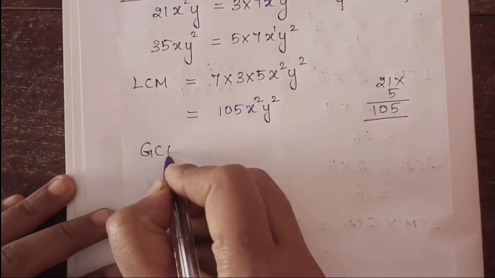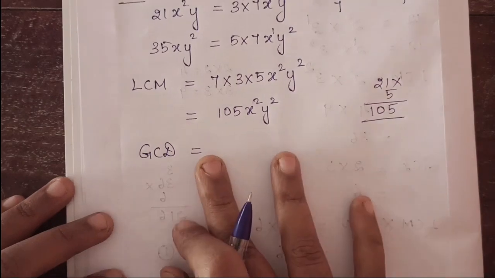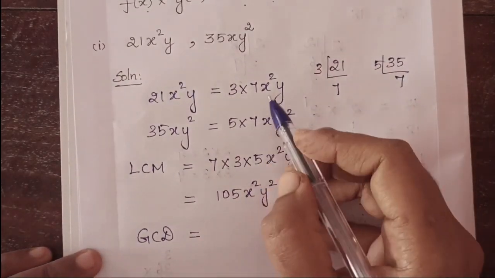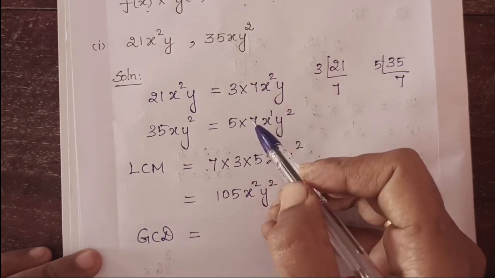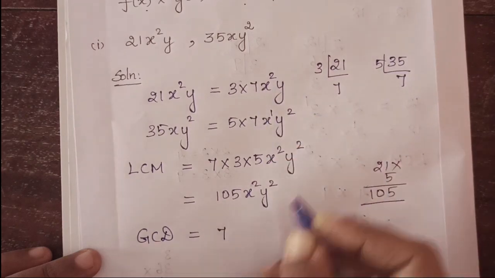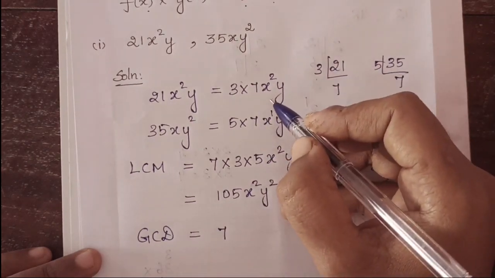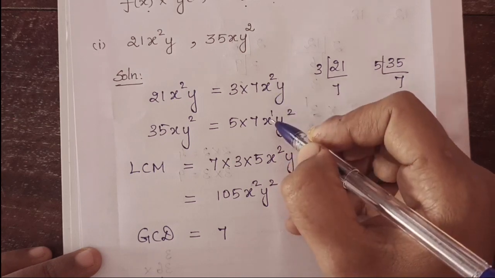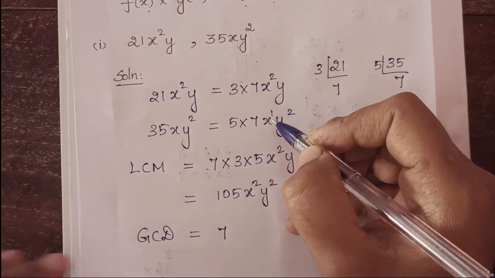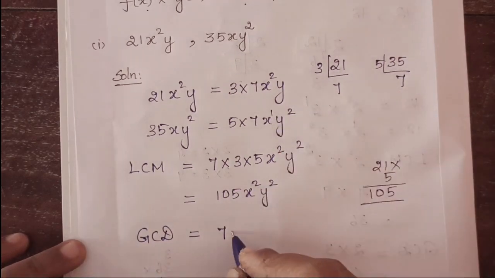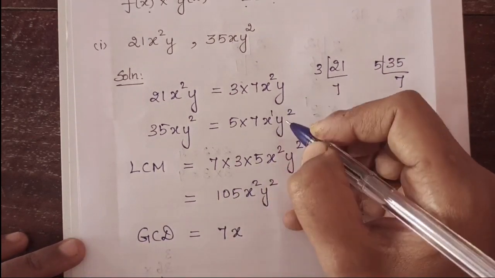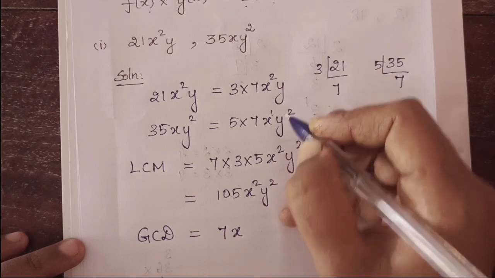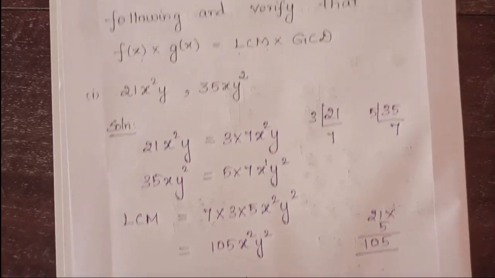So GCD, we need to select the common only. So 7 is common in both the numbers, right? So 7. And while considering the variables, here x square, here x. GCD means you need to choose the least power. So here x. And y square, here you need to choose the least power. That means y.